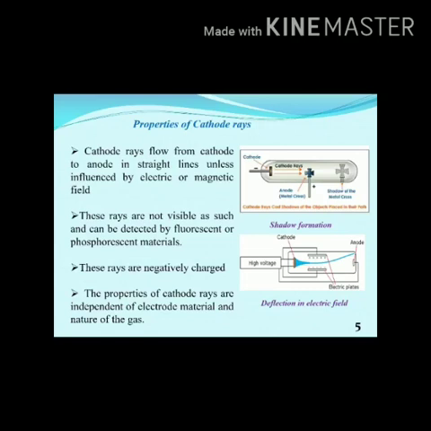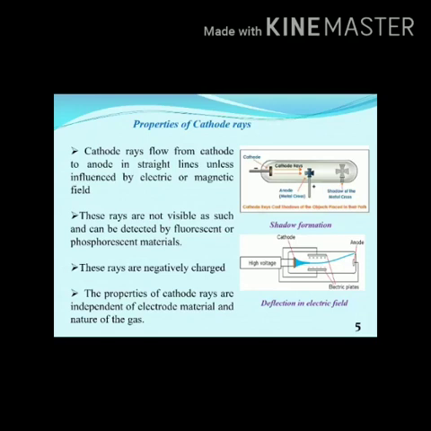So what happens when that object was placed in the path of the light, the shadow of that very object was formed on the wall opposite to the cathode. That gives an indication that the rays coming from the cathode travel in straight lines from cathode towards the anode.